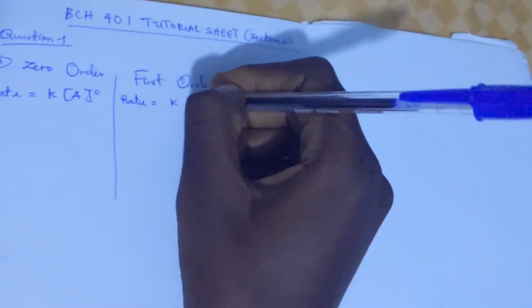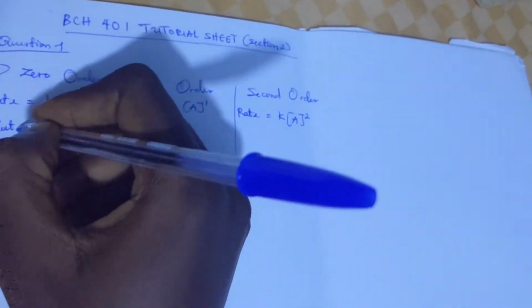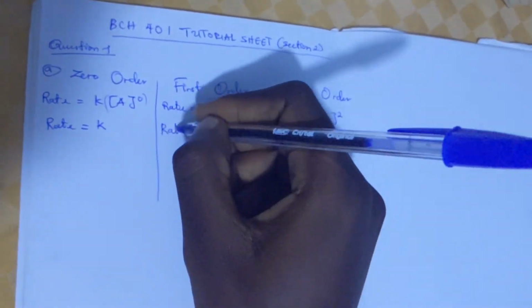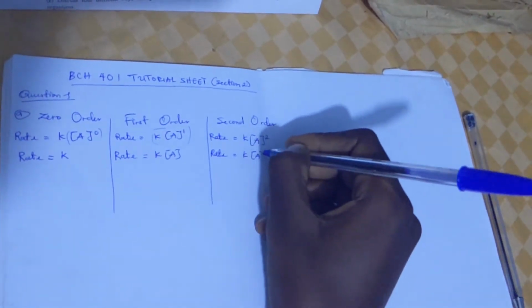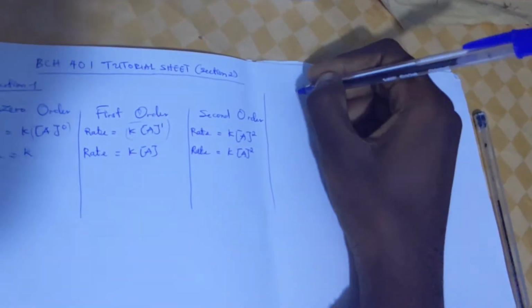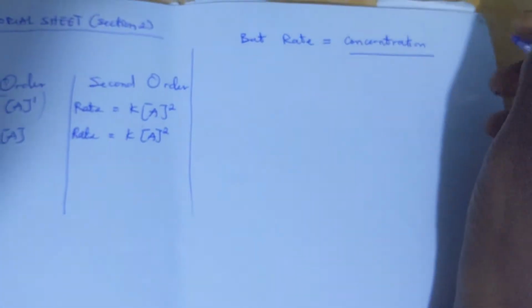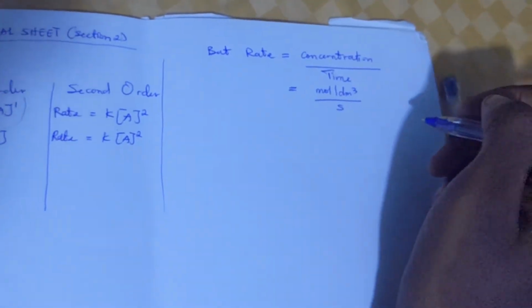Note that the rate for the 0 order is equal to K times the concentration of A to the power 0. For first order, the concentration of A is to the power 1. For second order, the concentration of A is to the power 2. Okay, for the 0 order, rate is equals to K. First order rate is equals to K times the concentration of A. Now, for the second order, rate is equals to K times the concentration of A to the power 2.